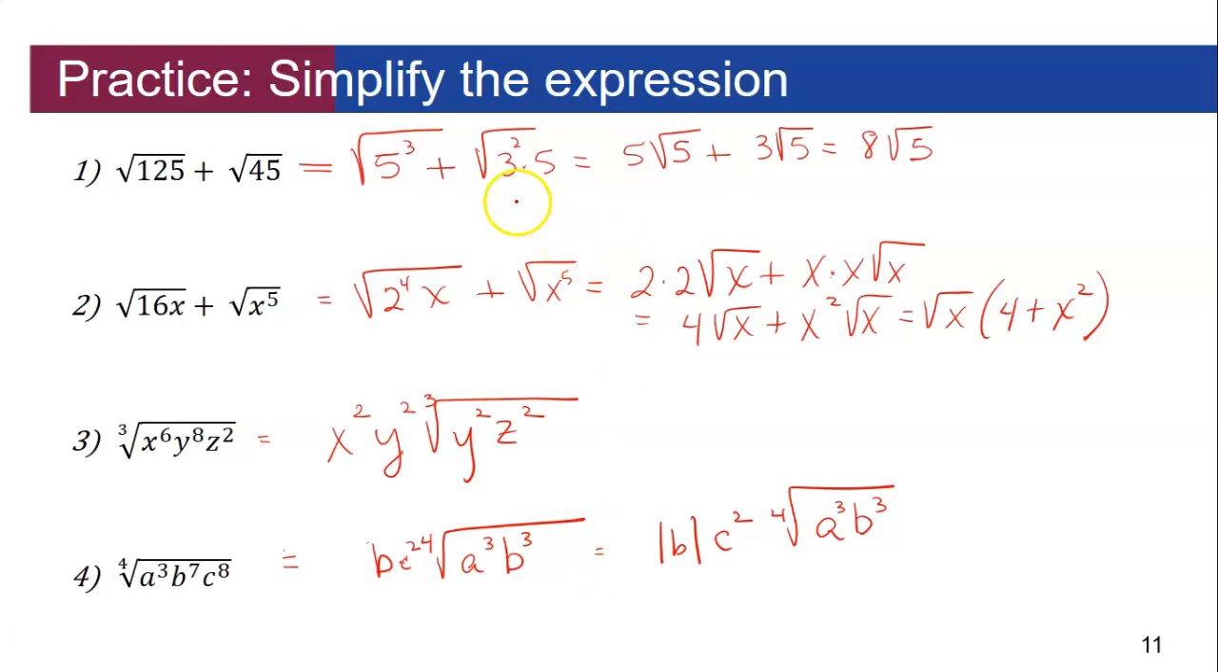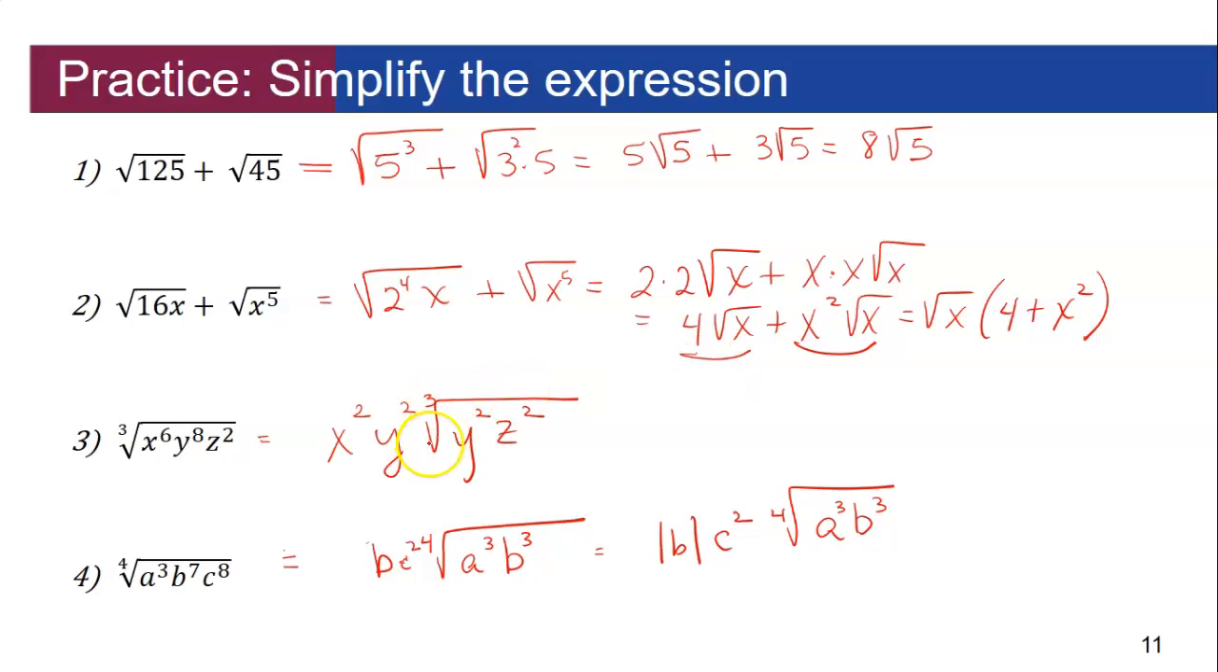Okay, here are the answers that you should have gotten for this. Do your prime factorizations. You'll see that you end up with like radicals that you can combine together. Same thing with this one, simplify, and then you end up with some like radicals. At this point, you can go in and look for your greatest common factor, which is the square root of x. And when you take that out, you're left with 4 plus x squared.